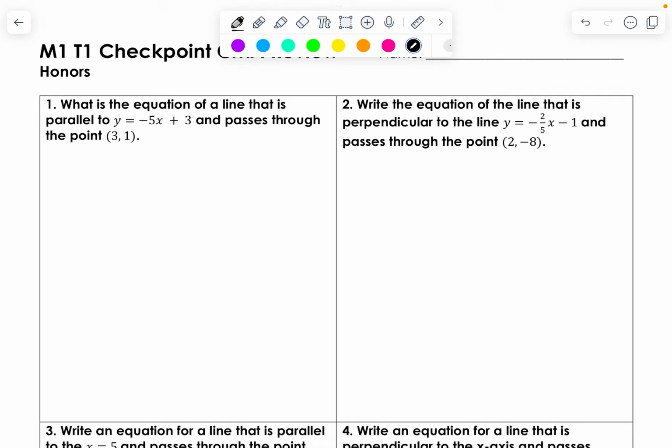All right, y'all, this is a review for the Carnegie checkpoint for topic 1. Let's get into it. Number 1, what's the equation of a line that's parallel to y equals negative 5x plus 3 and passes through that point 3, 1?